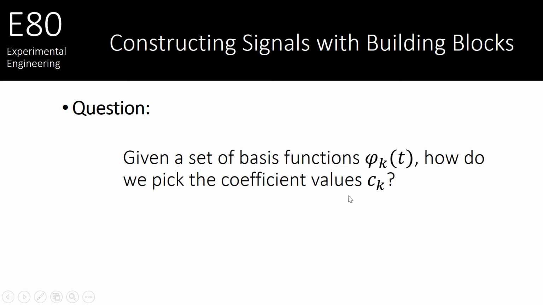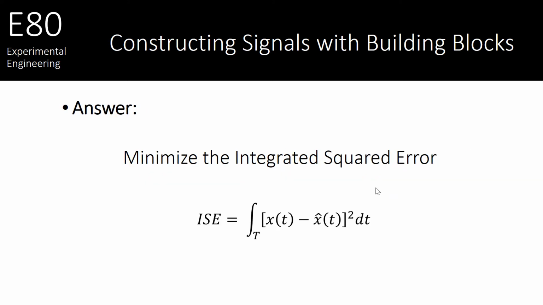So here's a question. If we're given the set of basis functions, for example p of t, how do we pick the coefficient values, the scaling values c of k? In the last case I showed one example where we just take the leading edge of p of t and see what is the height of x of t at that point, but maybe we can do something better. Our strategy is going to be to minimize what we call the integrated squared error, which basically says we're going to take the difference between the original function and our approximate function, square it, and integrate that over all time.